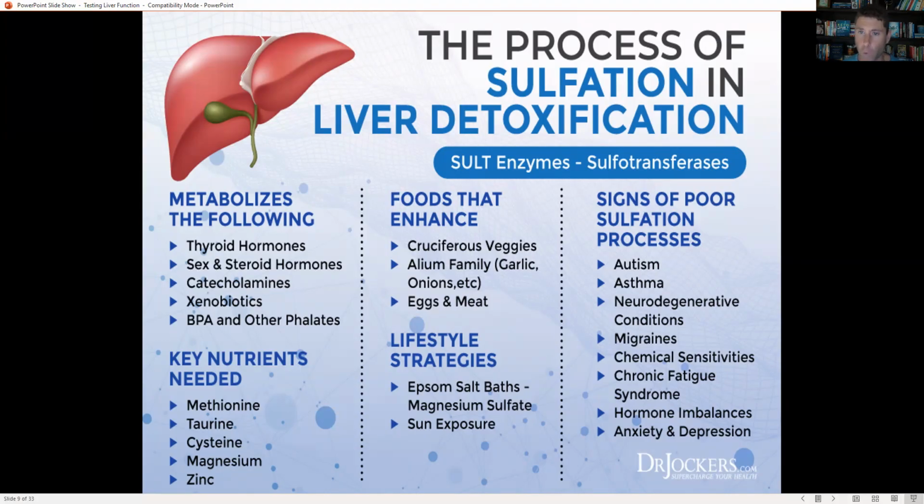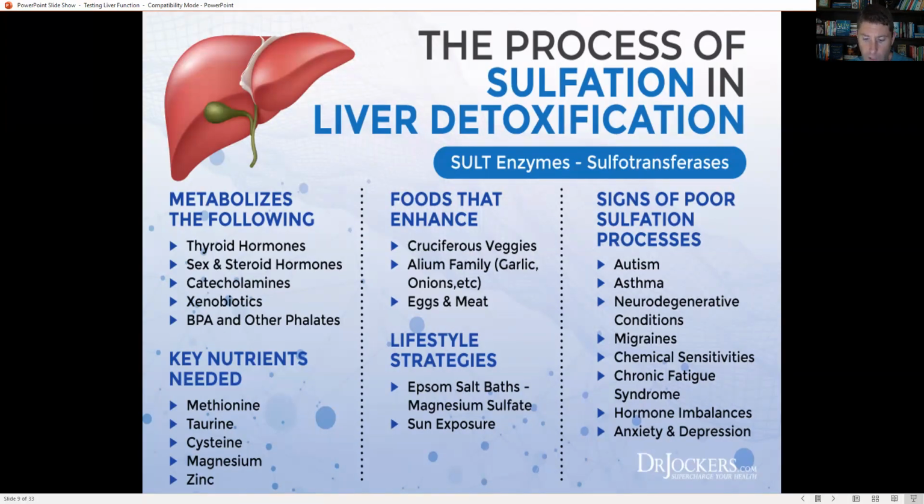Now, the SULT enzymes, when you get your genetic tests done, you can actually look to see, do you have a polymorphism at the SULT enzymes, right? Because that would impact your sulfation processes, and you may need to support these processes more. Okay, another key nutrient actually that's not on this sheet is molybdenum. Molybdenum is also very, very important. We can find that in legumes, and we can also find it in meat and animal products, eggs and meat and things like that. Lifestyle strategies, Epsom salt baths can be really helpful here. You got magnesium sulfate, right? So magnesium's needed, and then it also adds more sulfur compounds from the Epsom salt.